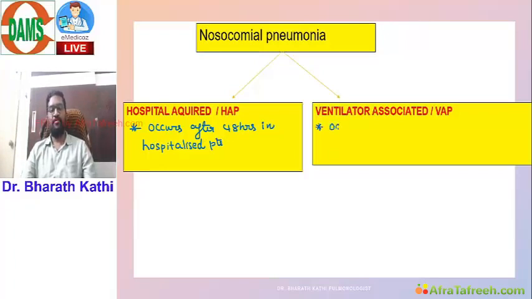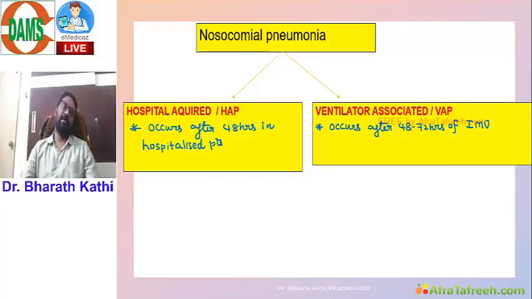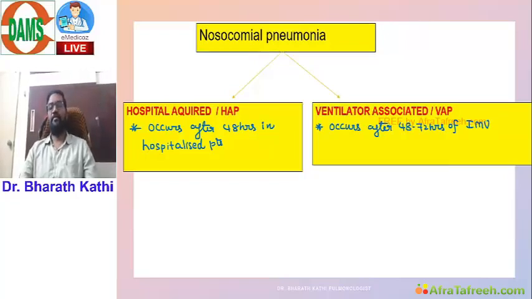Whereas ventilator associated pneumonia, we have a range. Occurs after 48 to 72 hours of which type of mechanical ventilation? Invasive mechanical ventilation. Occurs after 48 to 72 hours of invasive mechanical ventilation.